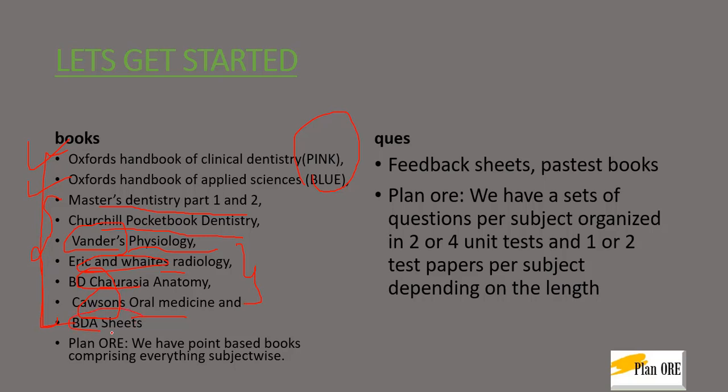Apart from the books, there is something known as the BDA sheets, that is, the sheets on various aspects like laws, ethics, hygiene, sterilization, leave, and so on. And these are in accordance with the UK guidelines or the GDC guidelines, so we need to learn them as well.